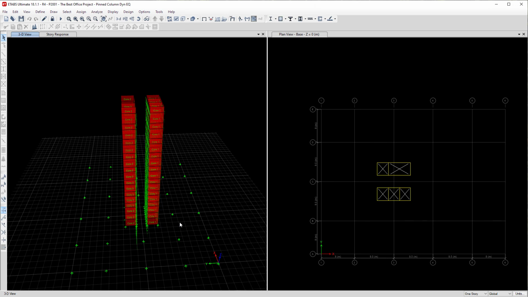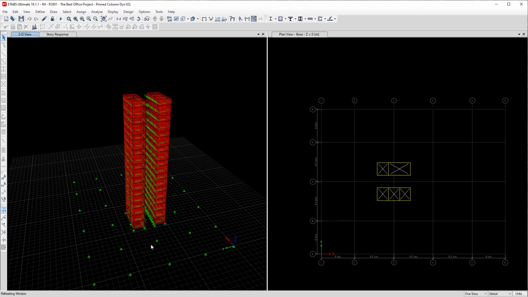So for that purpose, I always prefer to run with a dynamic analysis rather than running with a static analysis. One, it's a better representation of the actual behavior of the building, and two, it's less conservative when it comes to the design of the cores of the building.